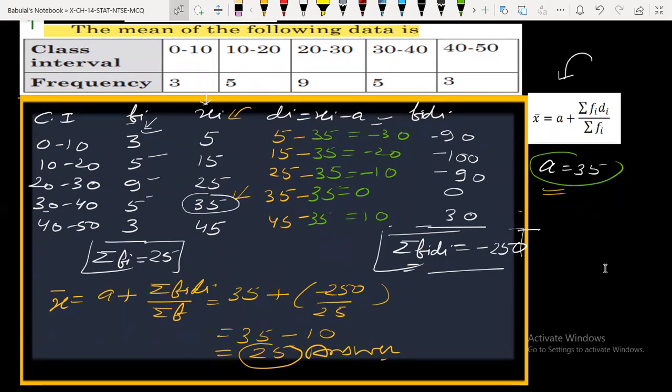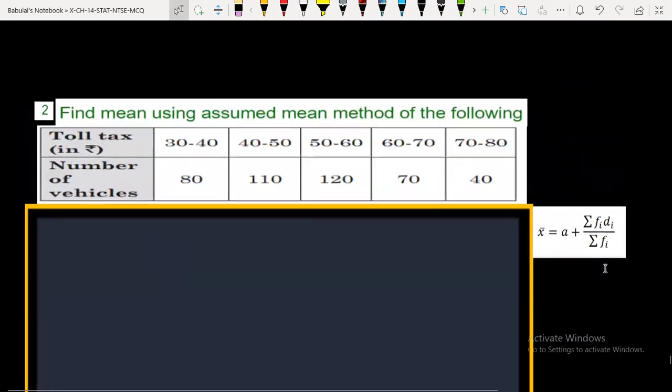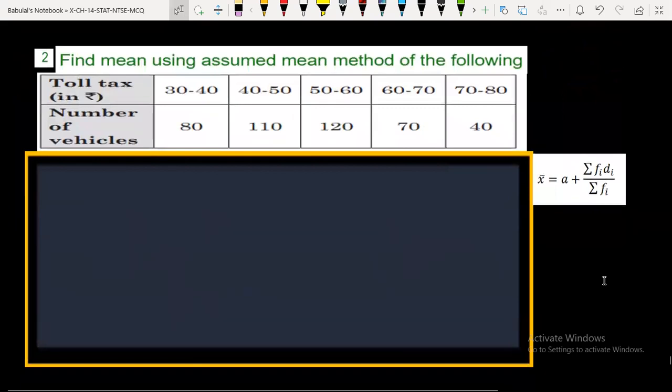I am taking one more example for you, and please see this example. Yes, here the values of frequencies are a bit big, but no problem at all. And we have to find out the mean by assumed mean method.